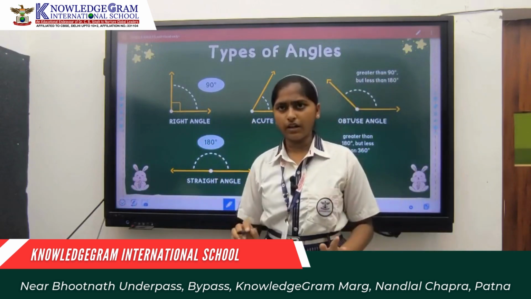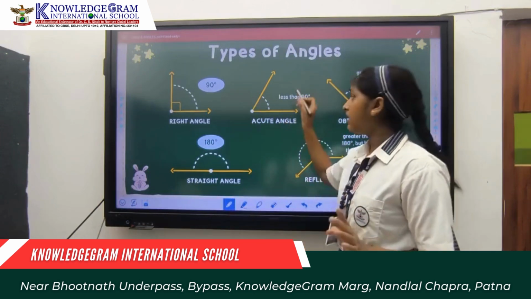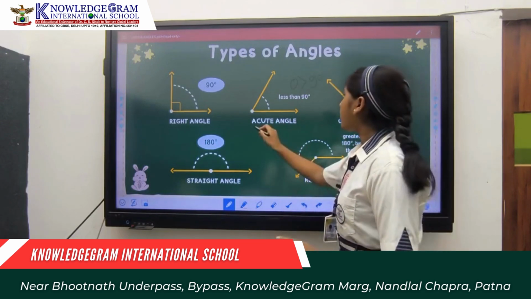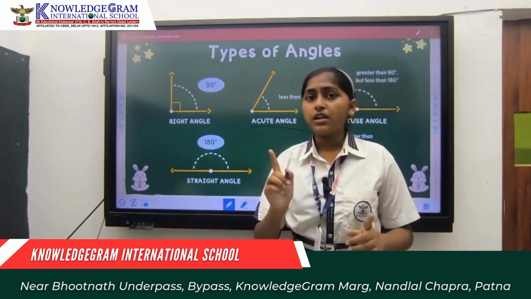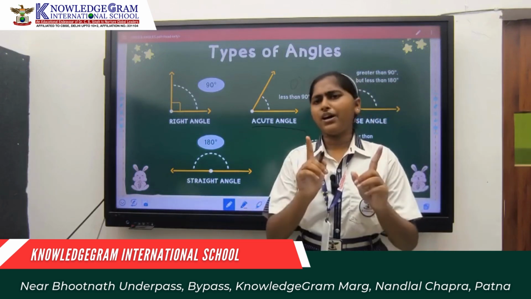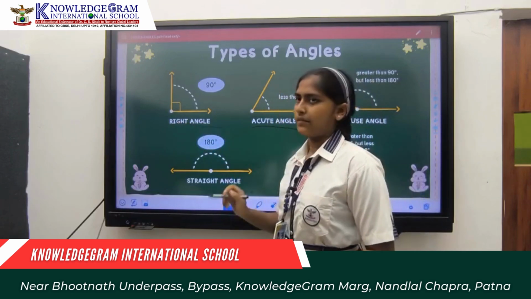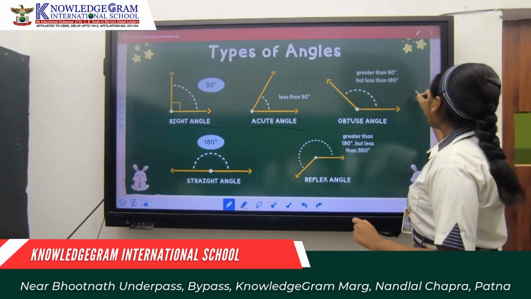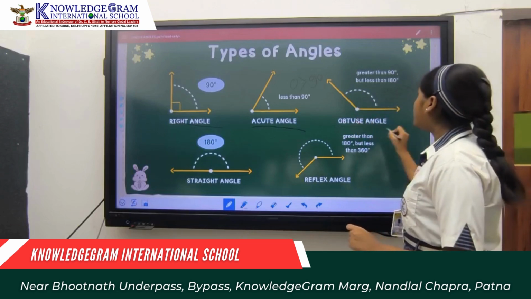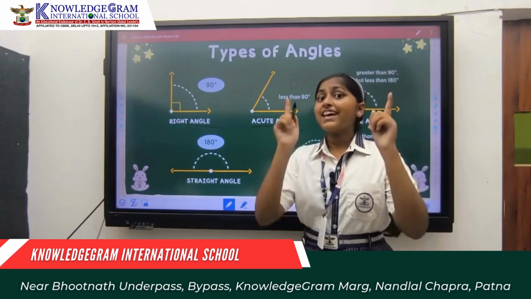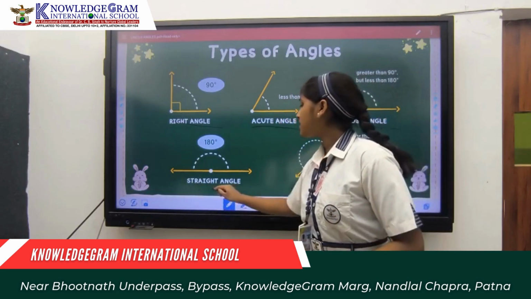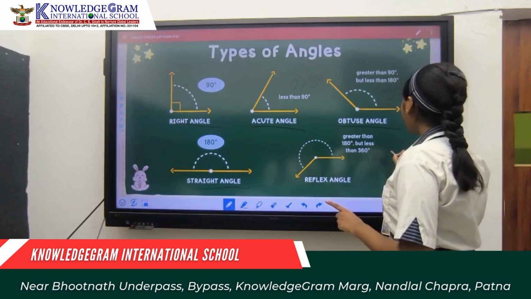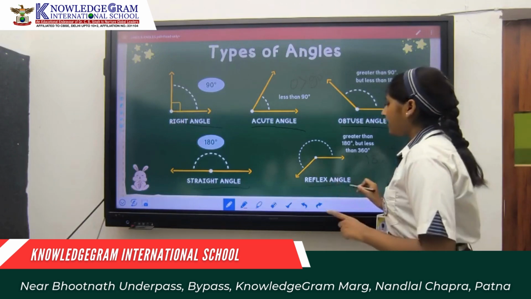Next is types of angles. Well, if an angle is more than 0 degree but less than 90 degree, it would be called acute angle. And now, what if an angle is exactly 90 degree? Well, that would be called right angle. And if an angle is more than 90 degree but less than 180 degree, it would be called obtuse angle. And an angle which is exactly 180 degree would be called straight angle. And if an angle is more than 180 degree but less than 360 degree would be called reflex angle.